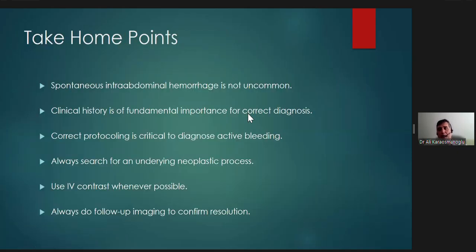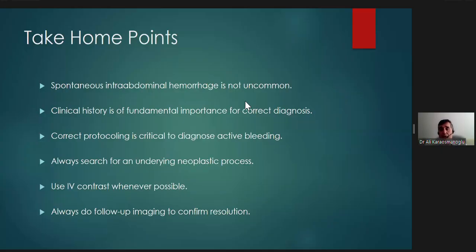So I'm going to conclude my talk here. Hopefully you're still there and not bored. My take-home points: first, spontaneous intraabdominal hemorrhages are not common, but they're not uncommon. They're not rare. They're not anecdotal. So always keep it in your differential diagnosis list when you look at an acute abdomen.